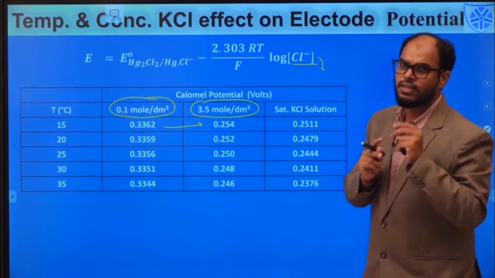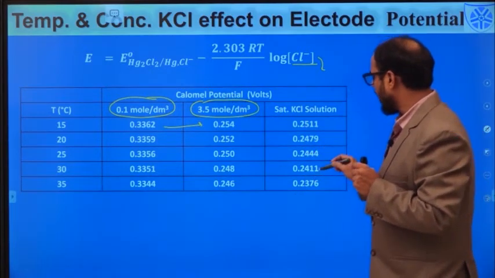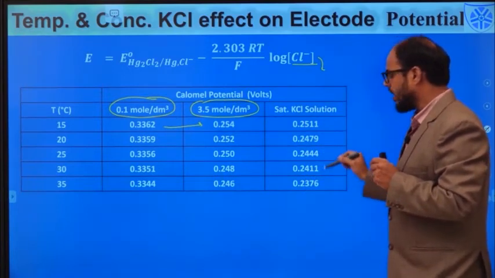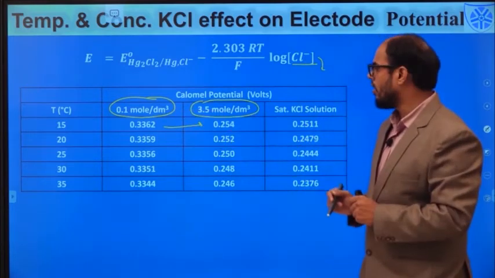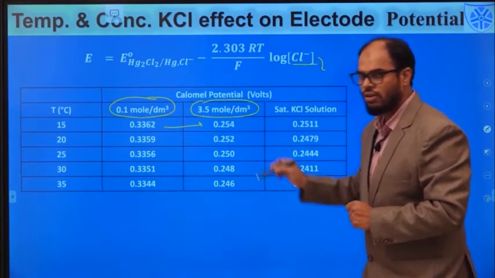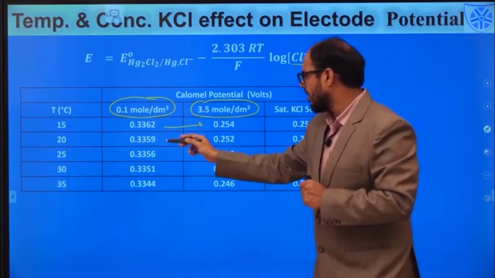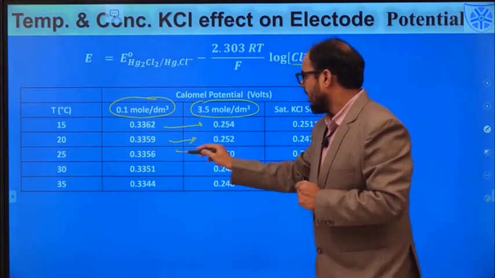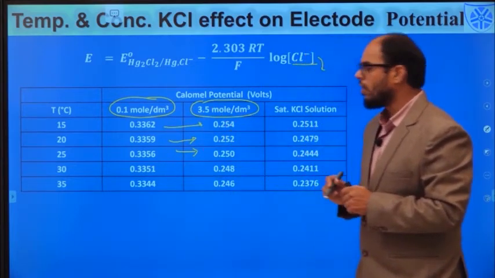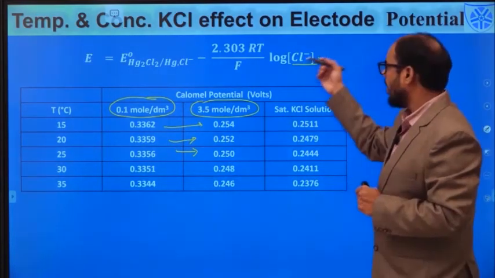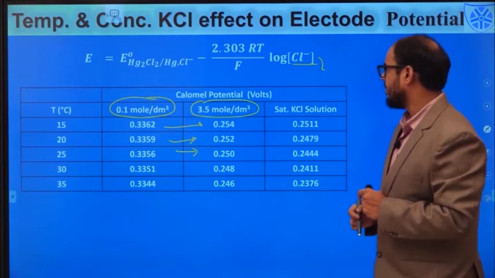So, we are supposed to understand two things. As we increase the temperature, the electrode potential value decreases. On increasing the concentration of chloride ions, the electrode potential value will also decrease. So, this table very clearly tells that as we increase the concentration from 0.1 molar to 3.5 molar potassium chloride solution, the electrode potential will definitely decrease.